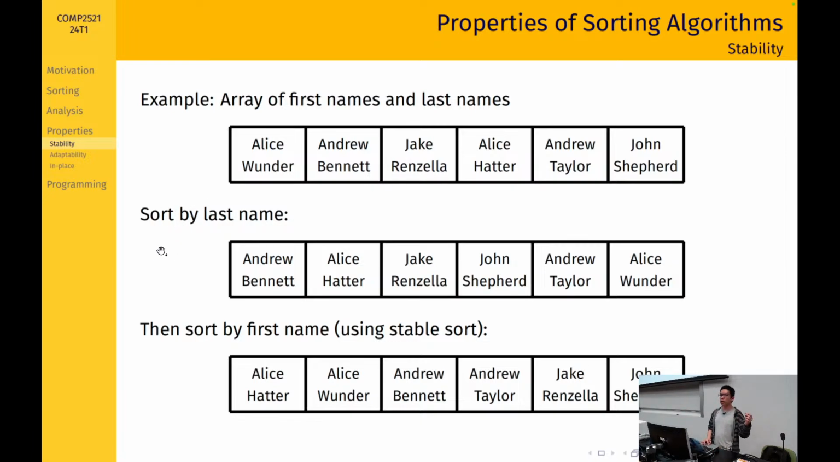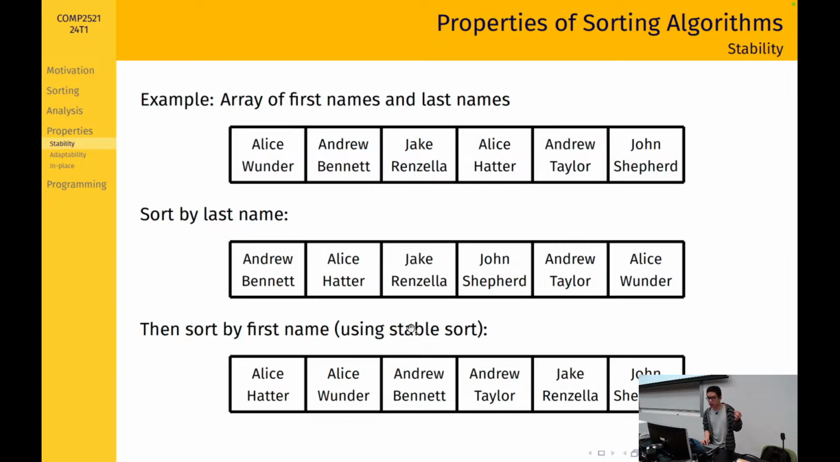If we sort by the last name first, then the students are going to be sorted by last name. So we have Bennett first, then Hatter, then Renzella, Shefford, and Taylor, and so on. Now if we sort by first name, then the students are going to be ordered by their first name. So we're going to have Alice's first, then we're going to have Andrew's, then Jake, then John.